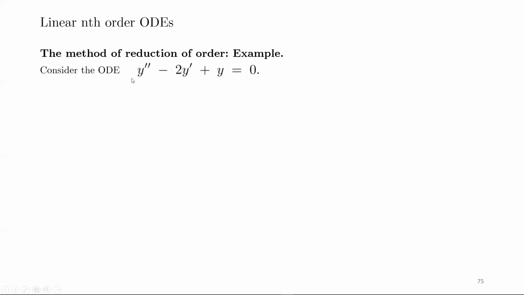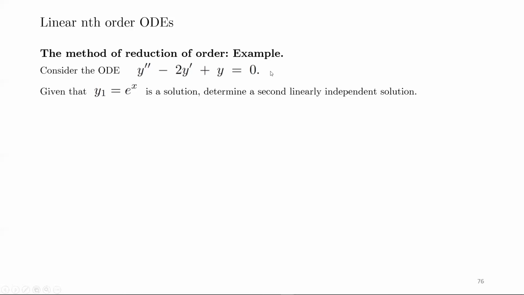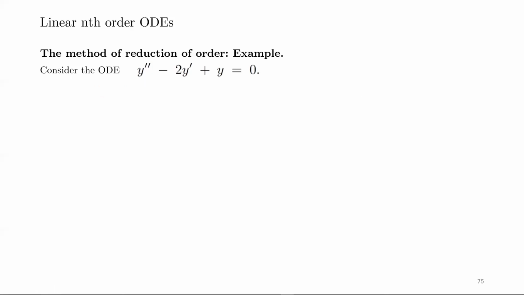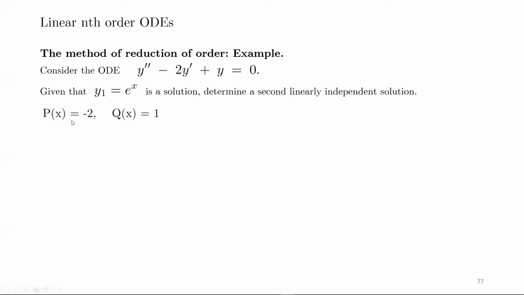Clearly it's linear, clearly it's second order, clearly it's homogeneous. Somebody comes up to us on the street and tells us that y1 equals e to the x is a solution to this second order linear homogeneous ODE. Determine a second linearly independent solution using our method of reduction of order. Well, let's just identify these terms here. P of x equals -2, that's the term multiplying y prime. Q of x is 1, that's the term multiplying y.